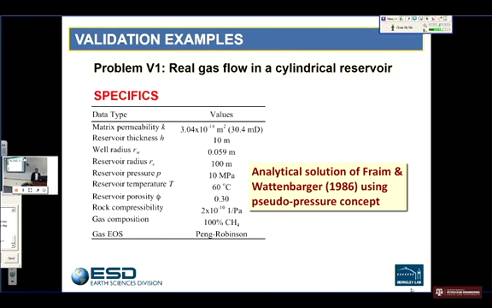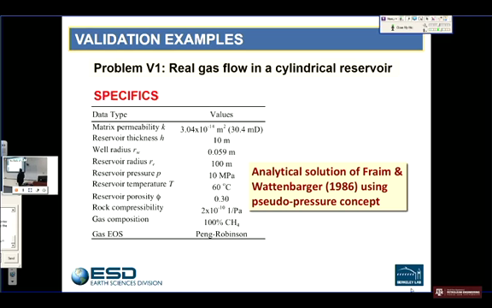Now, validation examples. This is good and great, but how does this compare to analytical solutions, real-life solutions, anything? So, radial gas flow in a cylindrical reservoir. This is the problem which my old friend Mike Frame developed in 1986 with Wattenberger. This is the year I graduated, guys. Oh my God. Where did the time go?